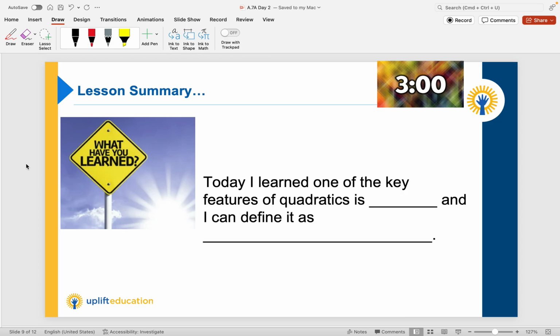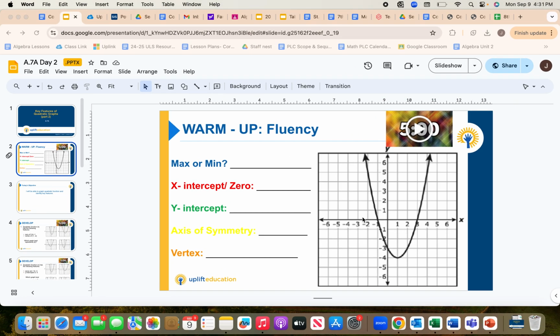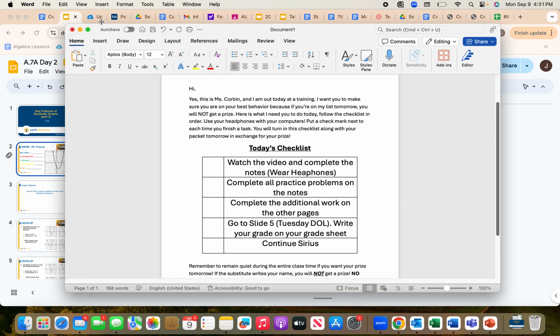All right. So once you finish those demonstrate questions, I want us to go ahead and look at our lesson summary. We focused the majority of today on the quadratics' zeros, and I can define it as the x-intercept. All right, so the zeros are just another way of saying the x-intercept. All right. Let's go to our checklist.